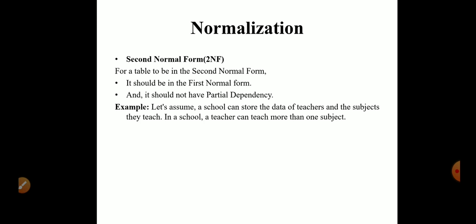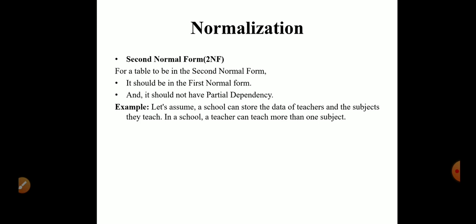The next one is 2NF. For a table to be in 2NF, it should follow two rules. First, it should be in first normal form, and second, it should not have partial dependency. Let's assume a school. A school can store the data of teachers as well as the subjects they teach, and it also tells that a teacher can teach more than one subject.